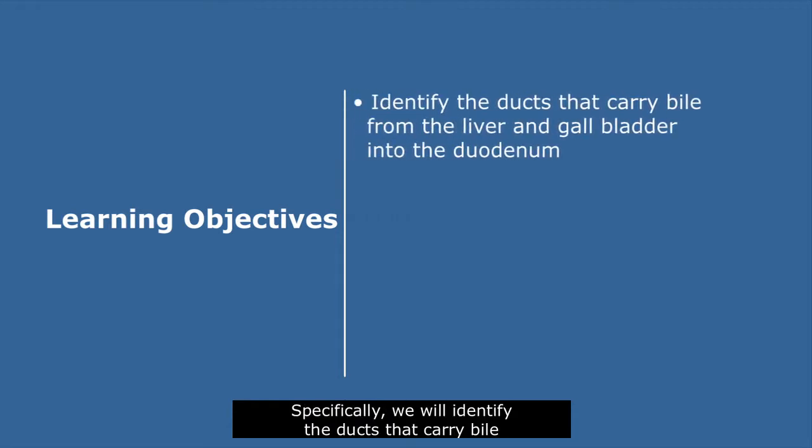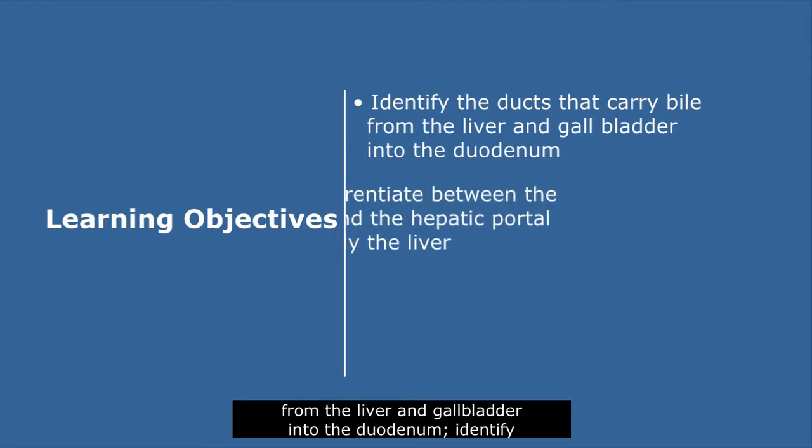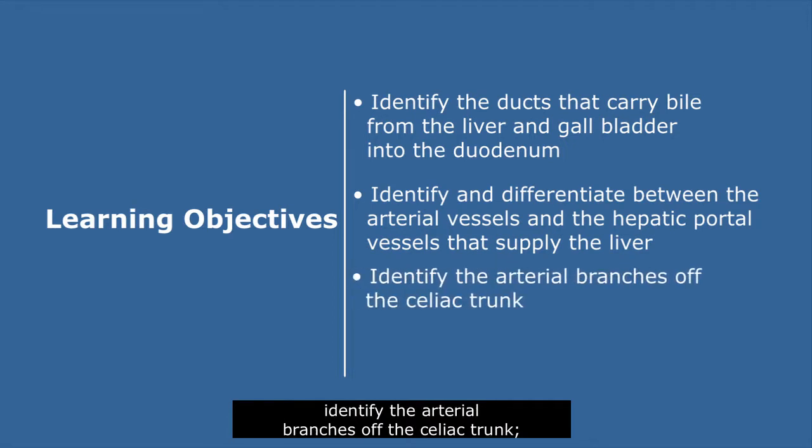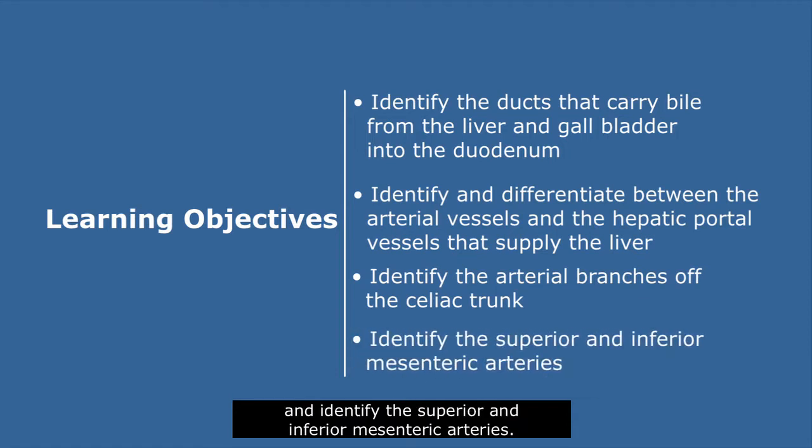In this video, we will identify the structures that pass through the mesenteries. Specifically, we will identify the ducts that carry bile from the liver and gallbladder into the duodenum, identify and differentiate between the arterial vessels and the hepatic portal vessels that supply the liver, identify the arterial branches off the celiac trunk, and identify the superior and inferior mesenteric arteries.